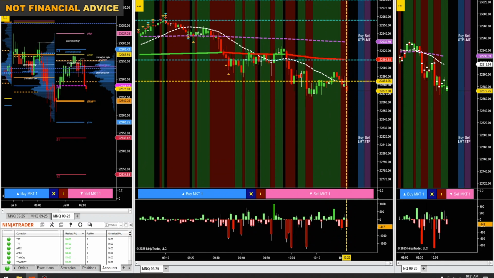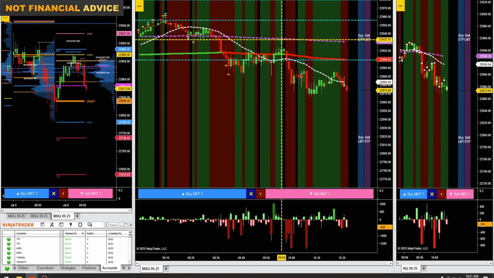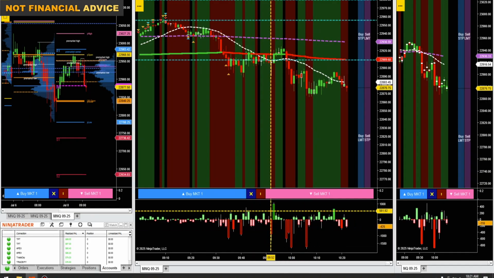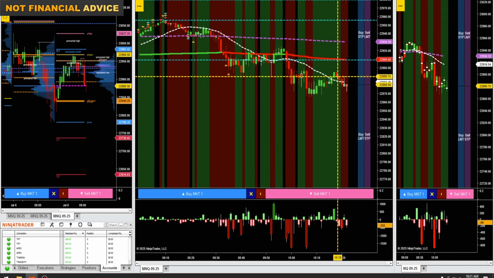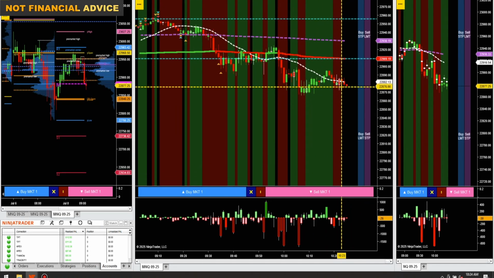I'm looking for shorts just because of time of day. It's approaching 10:30. We're below the 250 SMA. Got a lot more negative delta coming in today than we have positive. So when the Trend Flow candles turned red, hopped into a little short there. Just grabbed about 8 points.